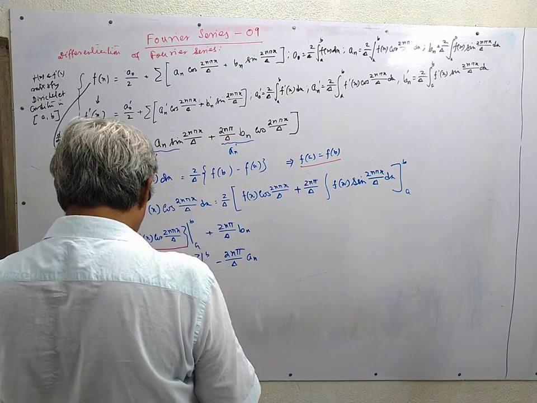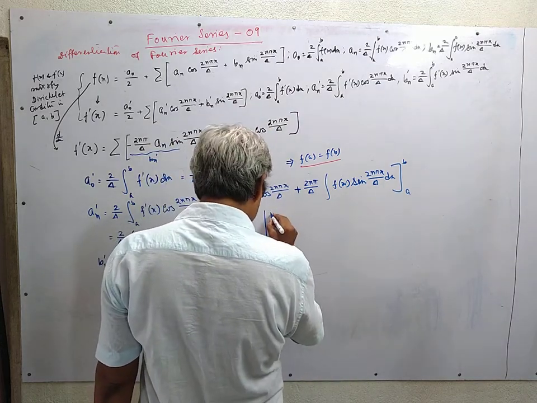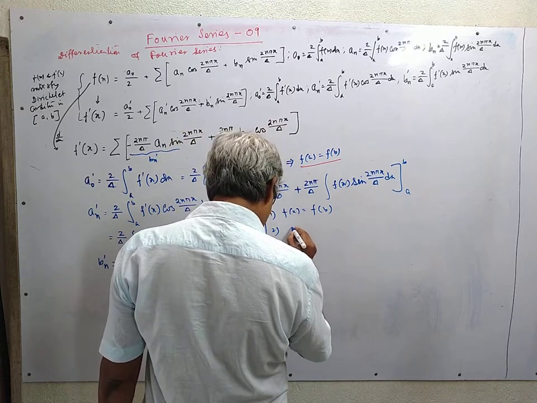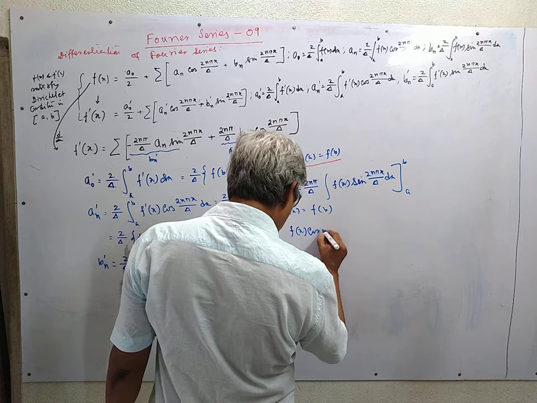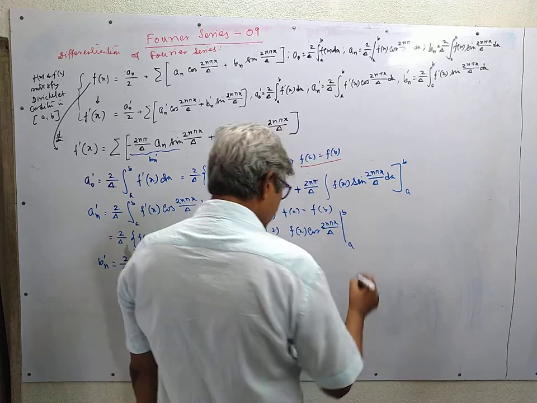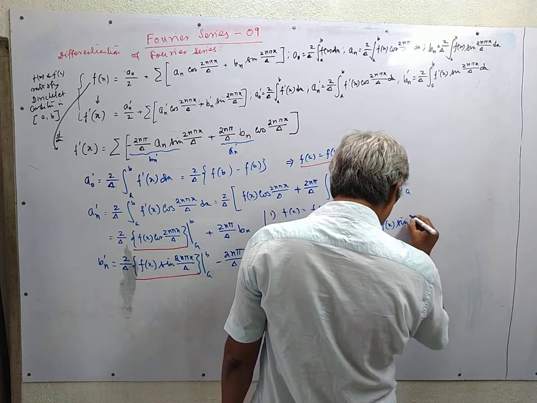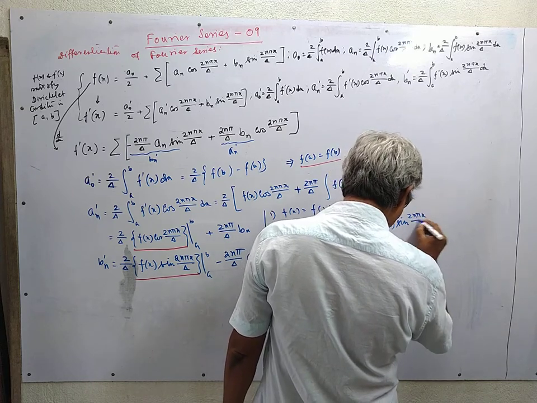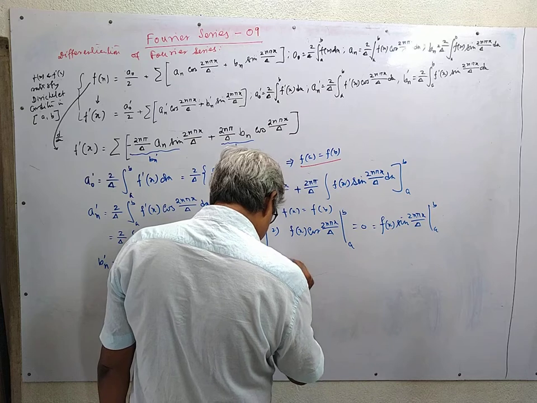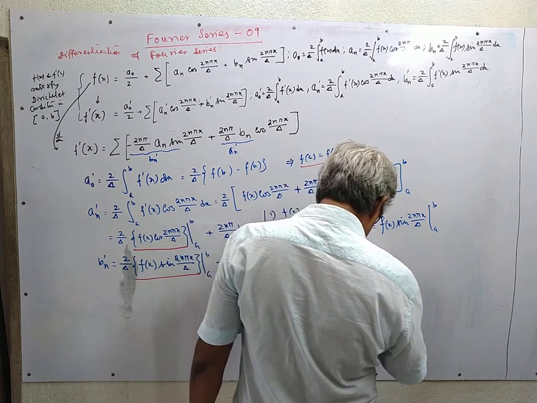So the term by term differentiation of a Fourier expansion will give the correct result provided the condition is f of a is equal to f of b. The second condition is that f of x cos of 2n pi x by delta at the limit a b is equal to 0, and so is the sine part. And most important, that both f of x and f prime of x satisfy Dirichlet's condition.